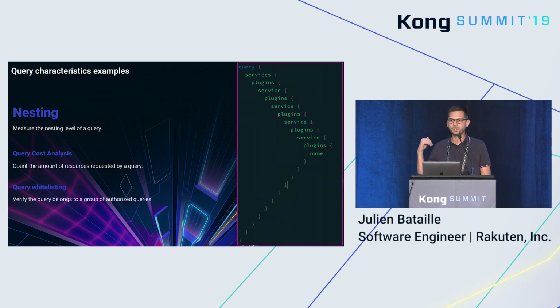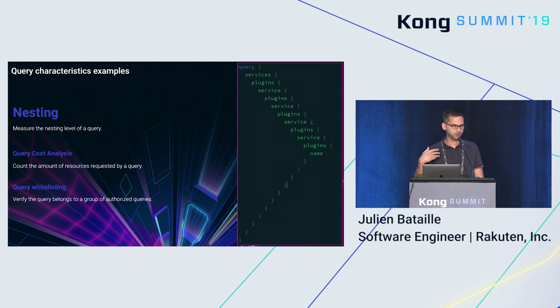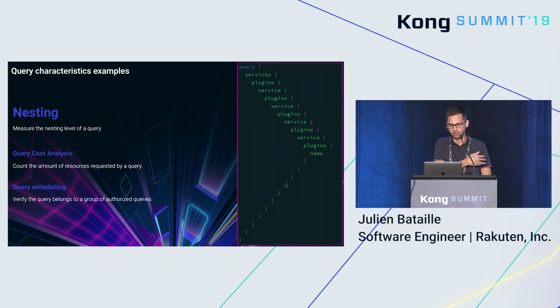The first one, a very simple one, is about the nesting. This example is actually a valid query, a recursive query where I will get the list of services and the plugins activated on each service, and the list of services using this plugin. And this is probably not something you would want to allow in production. You probably want to protect your upstream GraphQL implementation from this kind of mistake or bad behavior from the client.